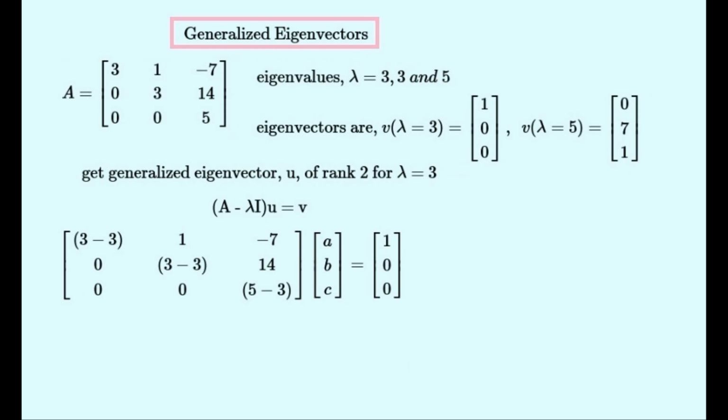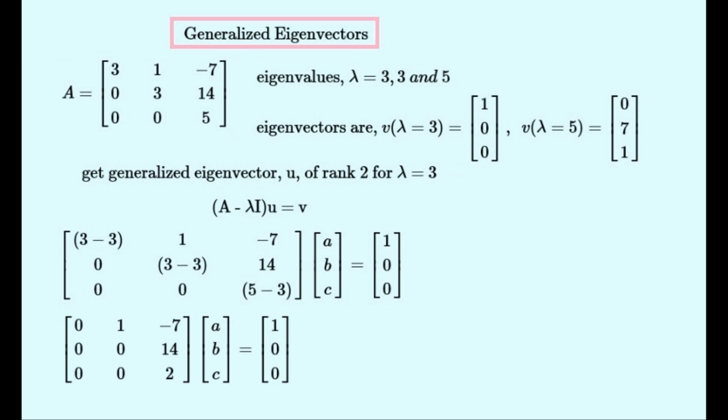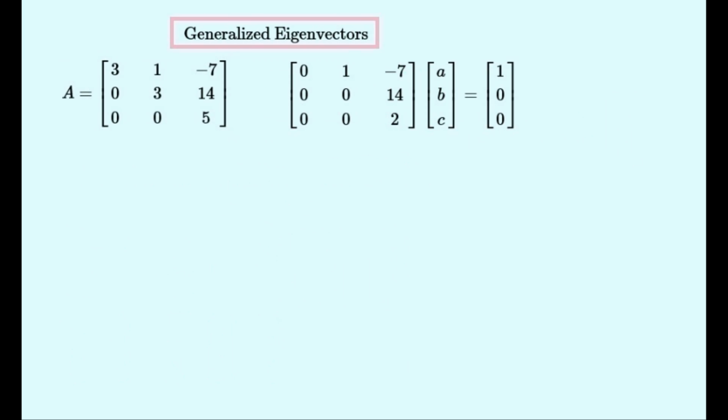So now we'll substitute all of the values in, and the generalized eigenvector u can be made equal to this vector ABC. And after simplifying this matrix, we get this equation, which won't be like solving the matrix equations that we are used to solving, because this matrix is not invertible.